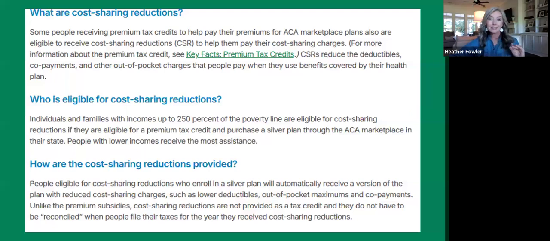And when taxes are reconciled, they don't have to pay anything back toward those. If they've estimated their income incorrectly and they have to pay back part of the premium tax credit, they don't have to pay anything back for the cost share reductions, even though they may have received them in error.